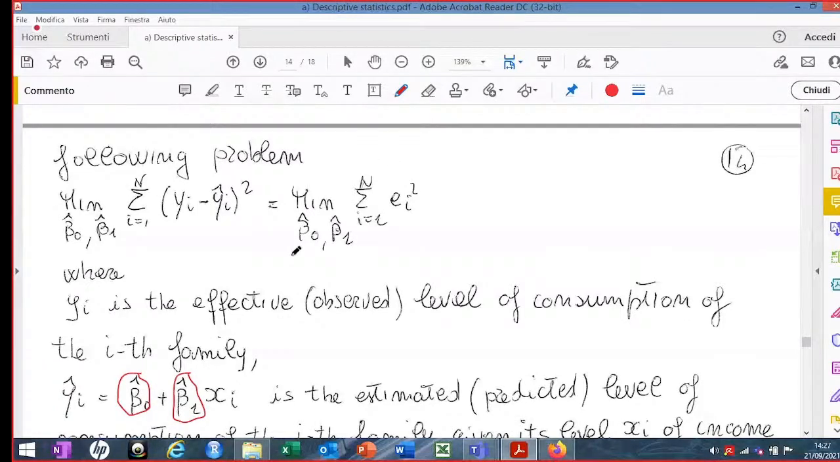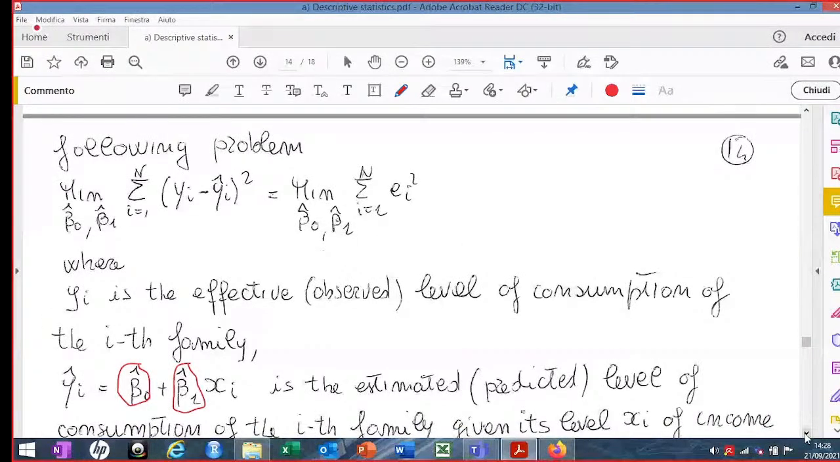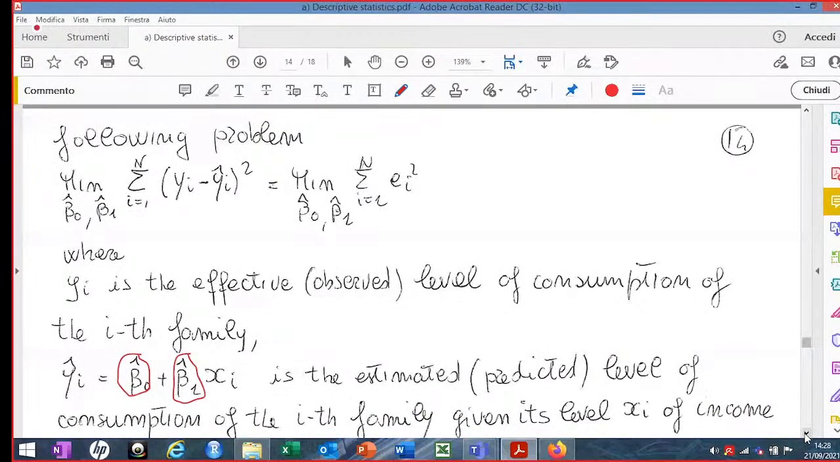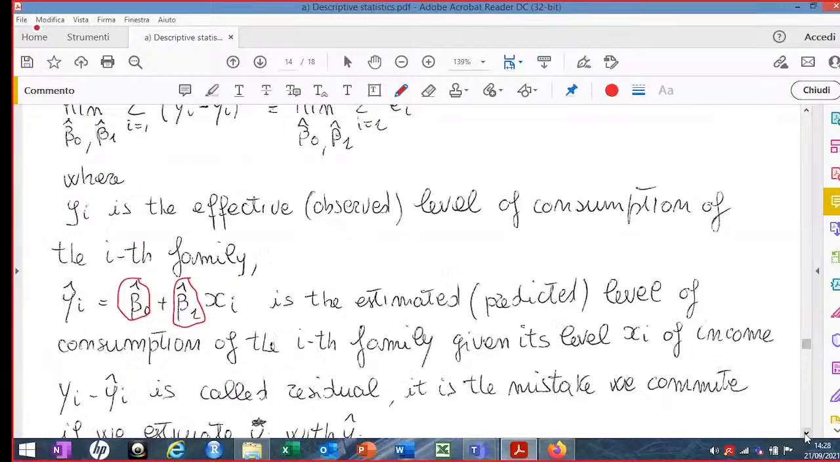So the principle is the following, and then I stop here. We need to minimize this function with respect to beta 0 and beta 1. I stop here, because this is a mathematical problem. You have to compute the partial derivatives, etc. For the moment, I stop.